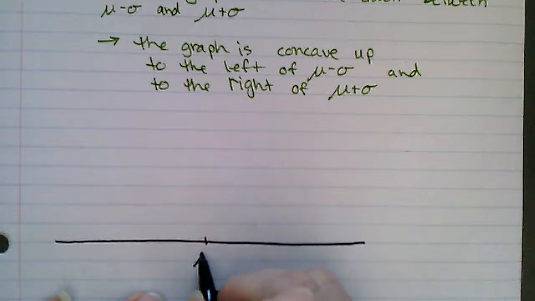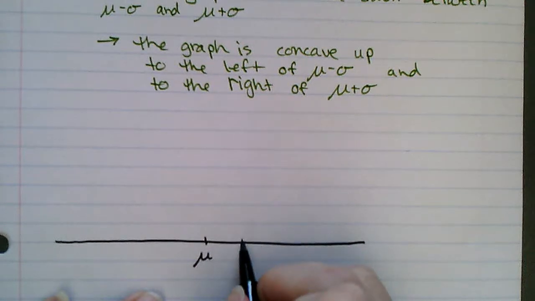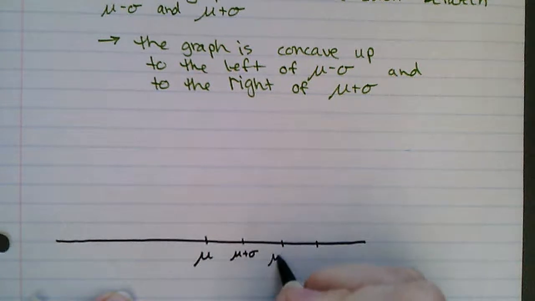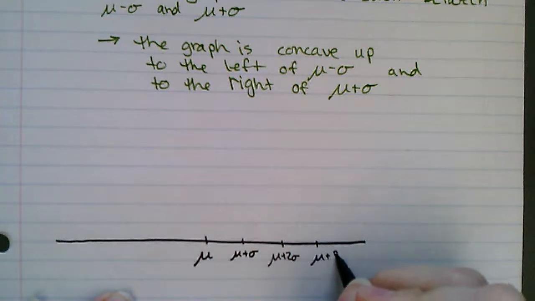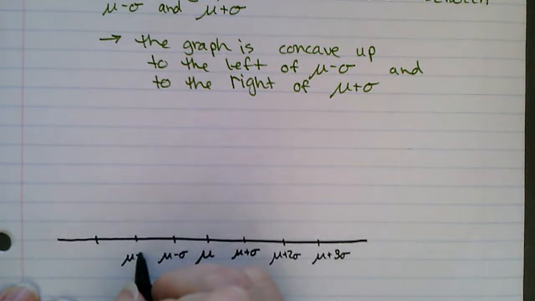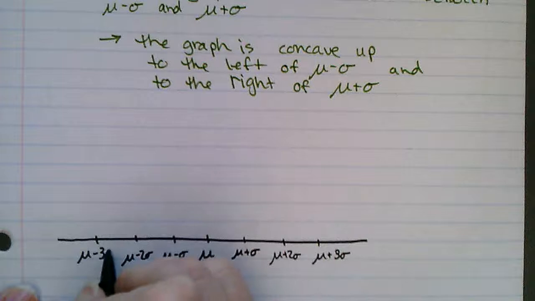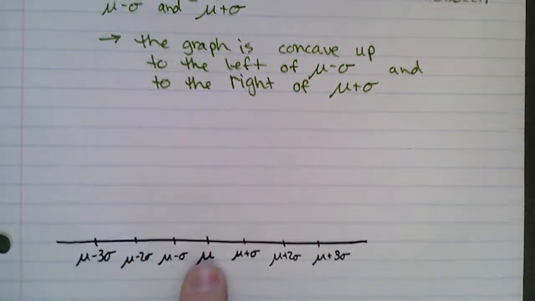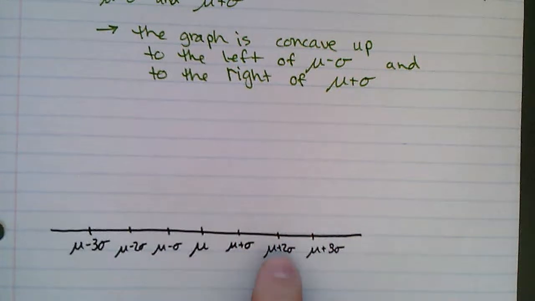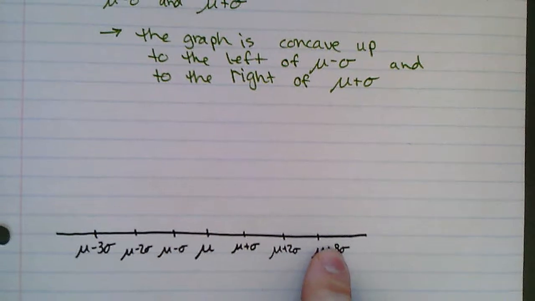It's going to be tallest at mu, and then we'll have space for mu plus sigma, mu plus 2 sigma, mu plus 3 sigma, and then mu minus sigma, mu minus 2 sigma, mu minus 3 sigma. So the mean is going to be the highest point, and then 1 standard deviation above and below, 2 standard deviations above and below, 3 standard deviations above and below. So we've got those inflection points at one above and one below.